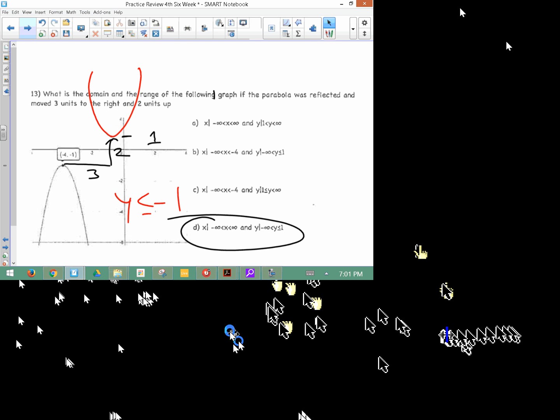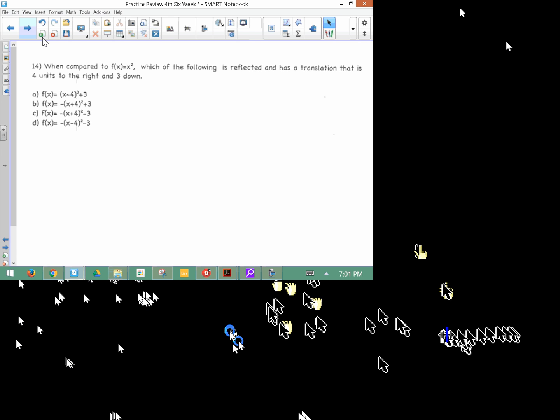So we need that inclusion line there. Okay. So we took this point, reflected it, moved it over 3 to the right, moved it up 2, and got a new range. Didn't change our domain, but it changed our range. Okay. Look at number 14.